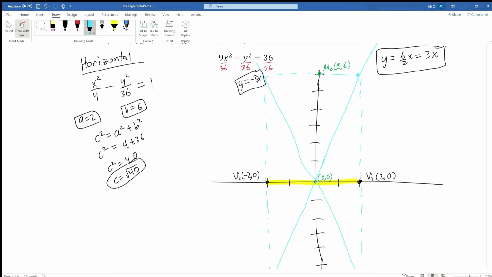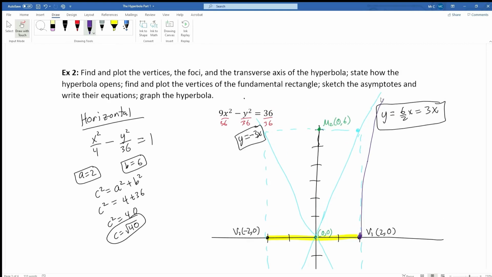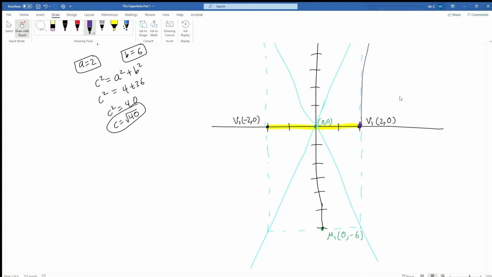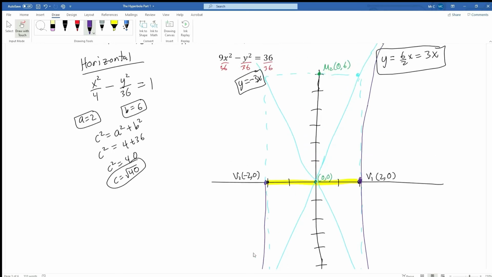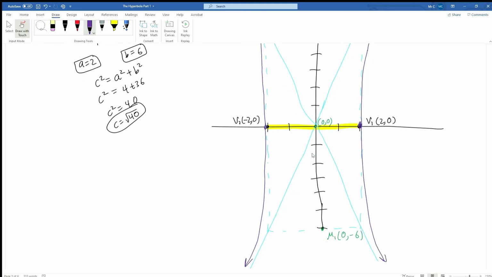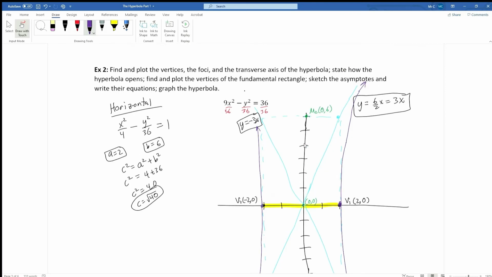And finally, we can graph the actual hyperbola. We start at our vertices. We curve outwards towards our asymptote. This one's very elongated. Close enough. All right, well, that one was a very stretched out hyperbola.